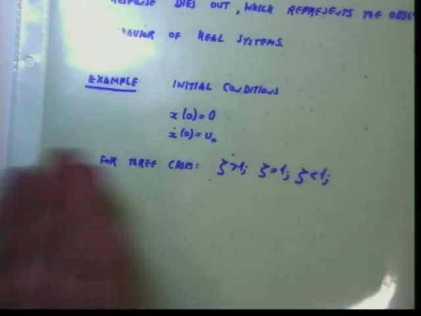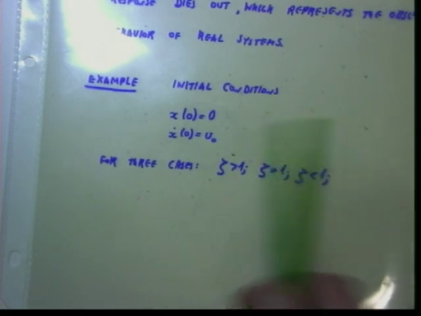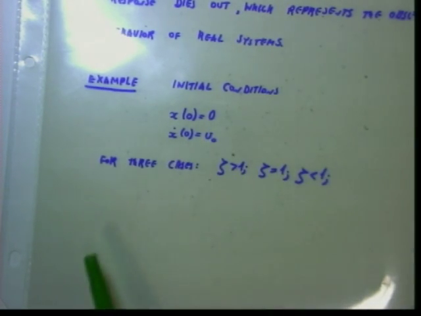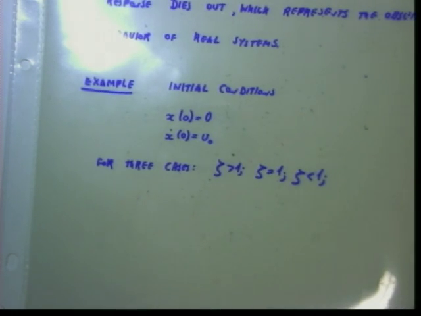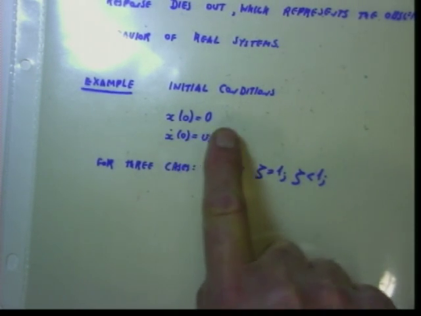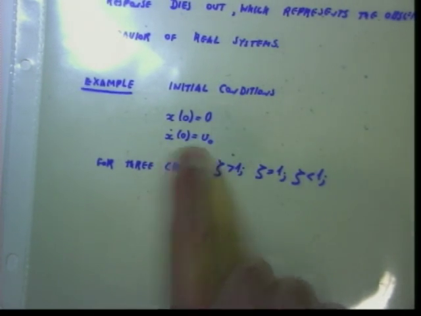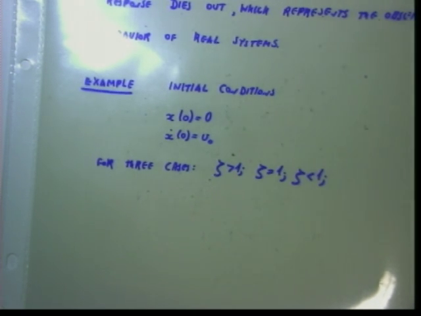Okay, example, initial conditions. For example, initial displacement x sub 0 equals 0, and initial velocity may be v sub 0. And we could have various cases. So let us consider three cases: x sub 0 equals 0, the first derivative equals the initial velocity, and we consider three cases: zeta greater than 1, zeta equals 1, zeta smaller than 1. This is an example.